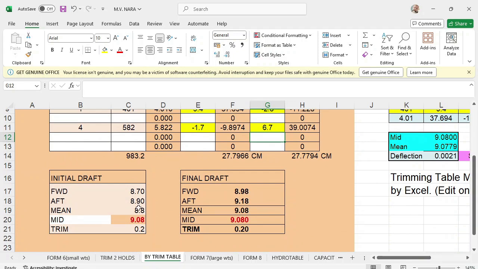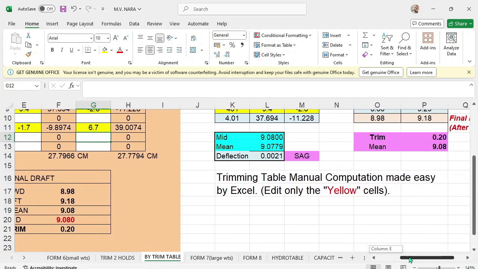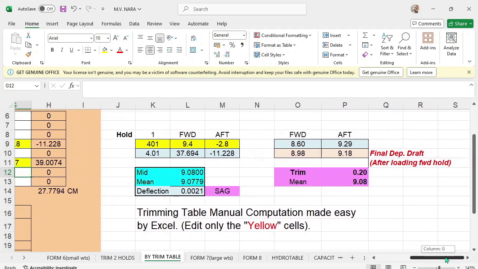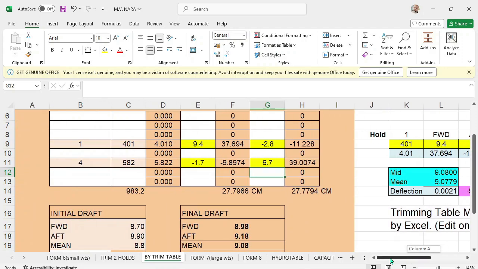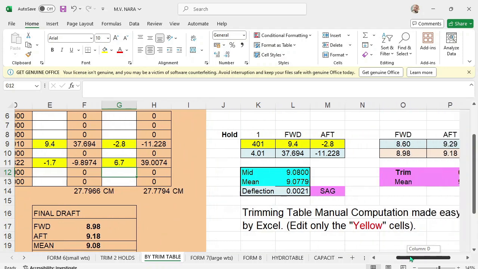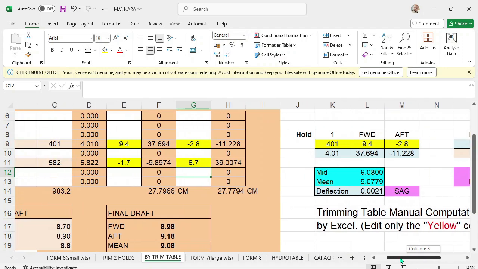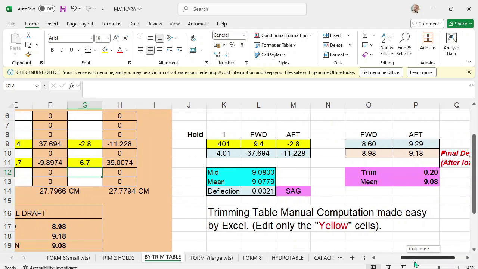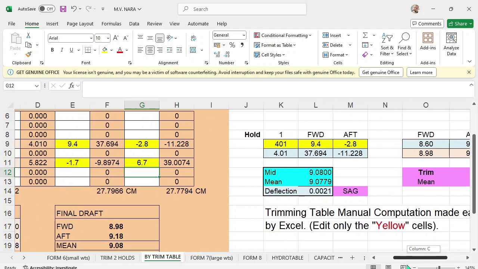Initial drop is forward 8.7, aft is 8.90. Okay. 8.6, 9.29. Is that correct? 9.29. Initial drop should be 8.60, 9.29.